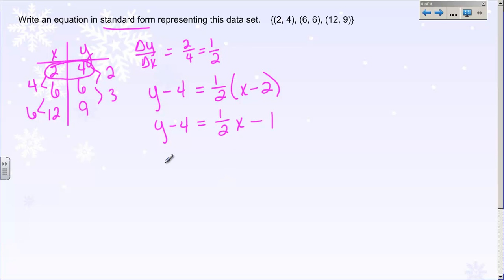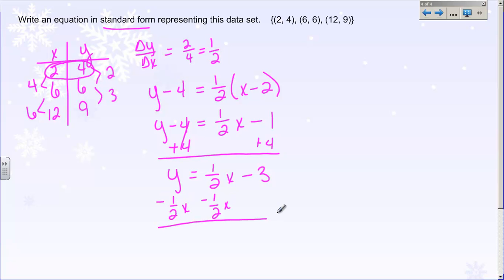And we want standard form. So let's go ahead and add 4 to both sides. So I end up with y equals 1/2 x minus 3. Now I've got to get this over here, so I'm going to subtract my 1/2 x. And I always put my x first. You do not have to. So I end up with negative 1/2 x plus y equals negative 3.